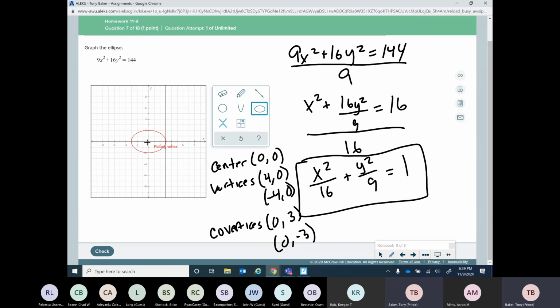So when I graph it, my center is at 0, 0. My vertex is at 4, 0, and then 3, 0. So 0, 3.